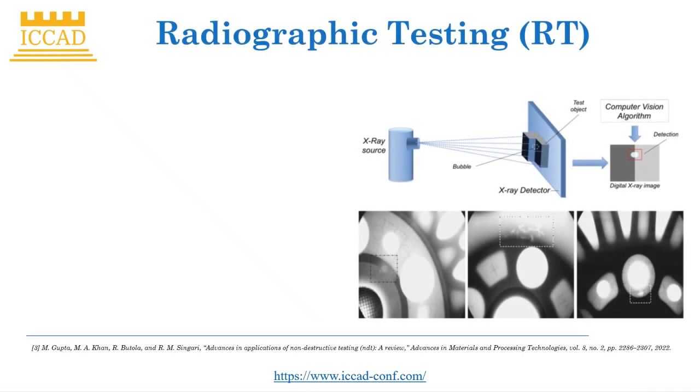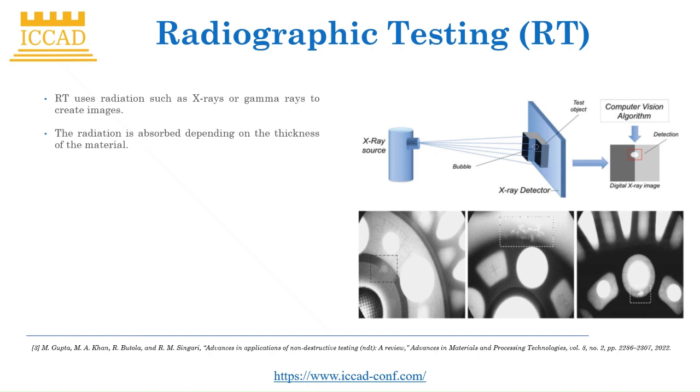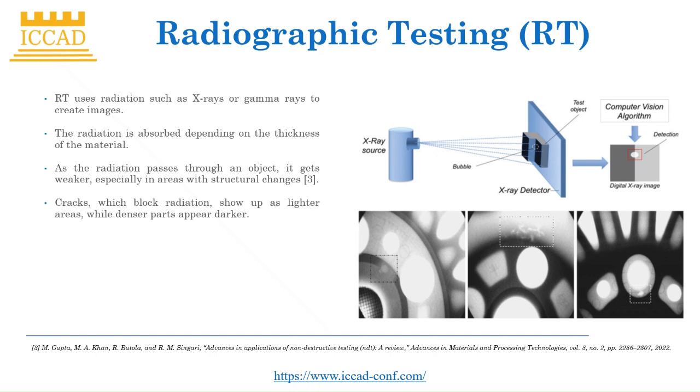Now we will move to radiographic testing. Radiographic testing uses radiation such as X-rays or gamma rays to create images. The radiation is absorbed depending on the thickness of the material. As the radiation passes through an object, it gets weaker, especially in areas with structural changes.